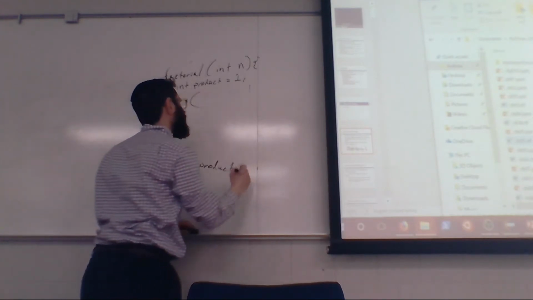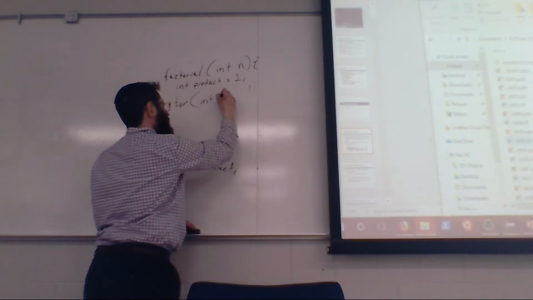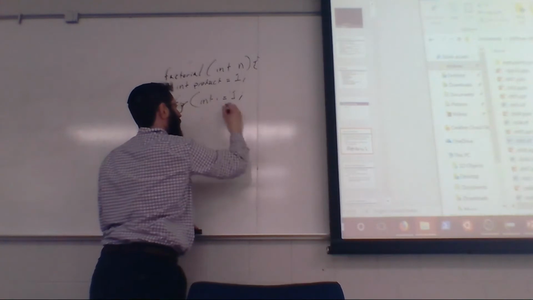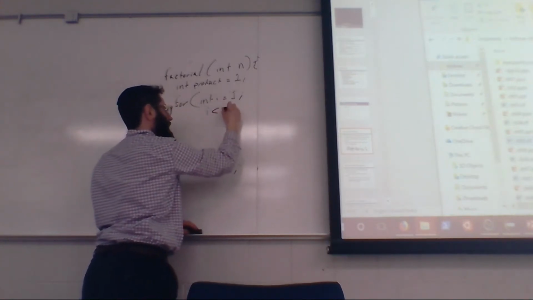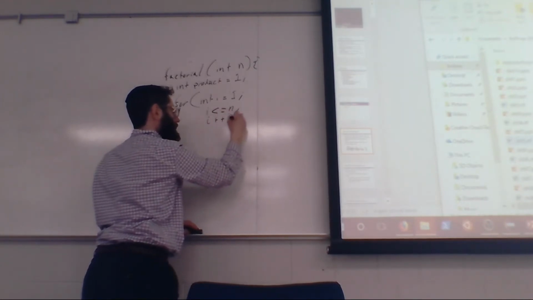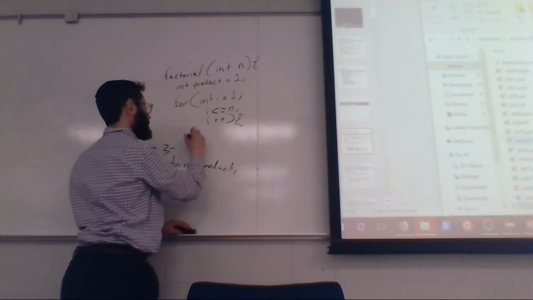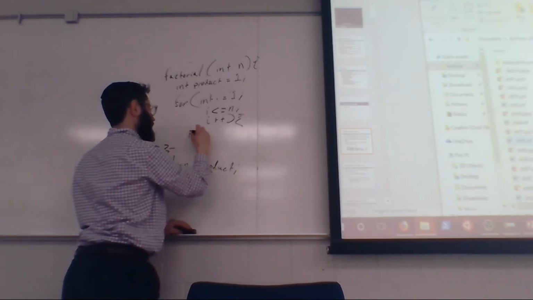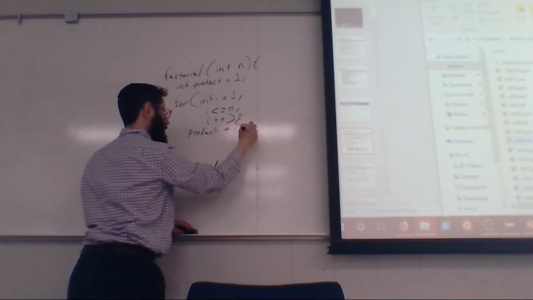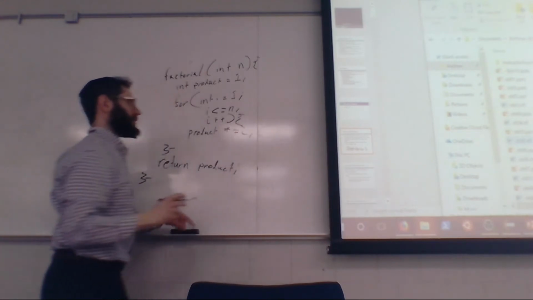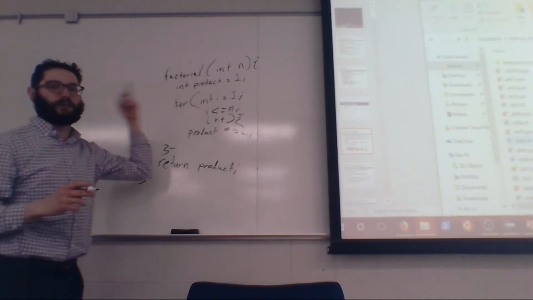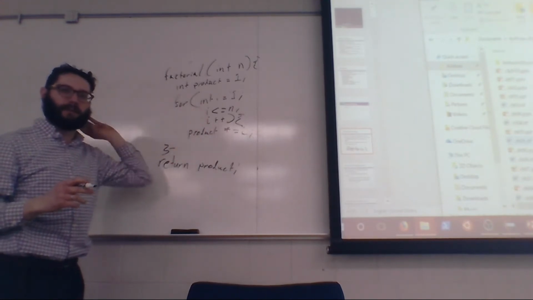So for int i equals 1, i less than or equal to n. So all the numbers 1 through n, i++. We are going to do product times equals i, right? So this is good. So if I passed in 5 over here, it would multiply this product by 1, then multiply by 2, then multiply by 3, then multiply by 4, then multiply by 5.